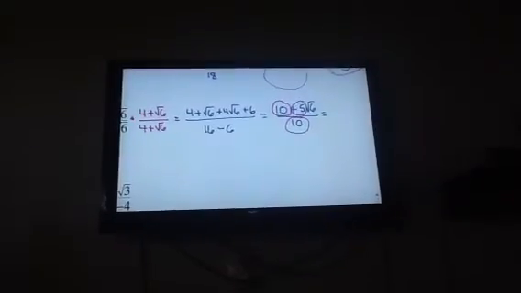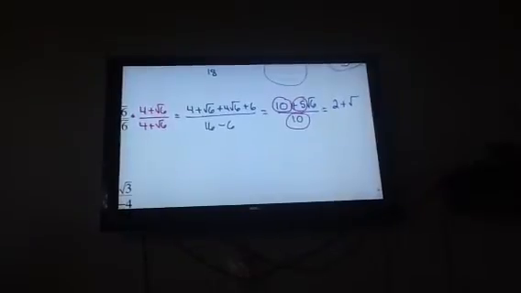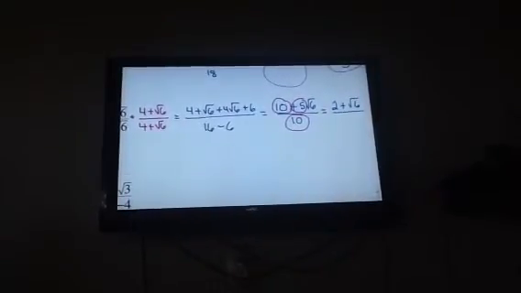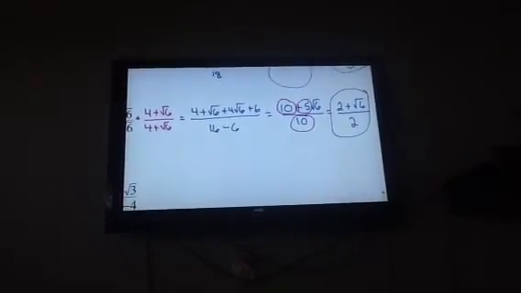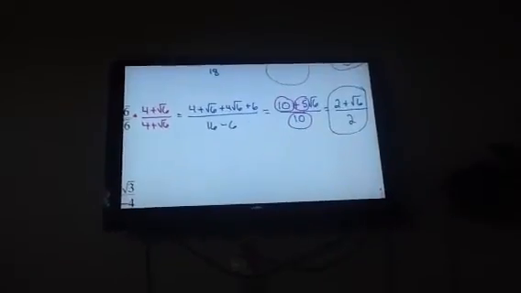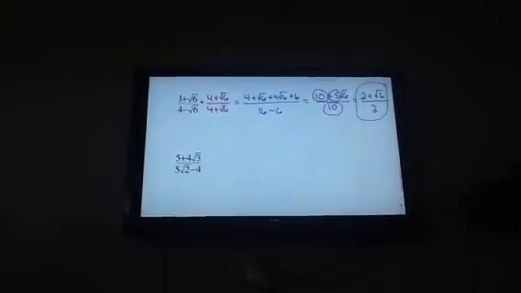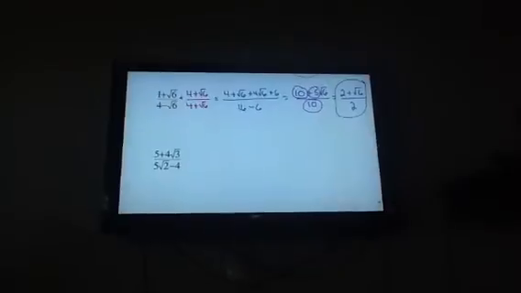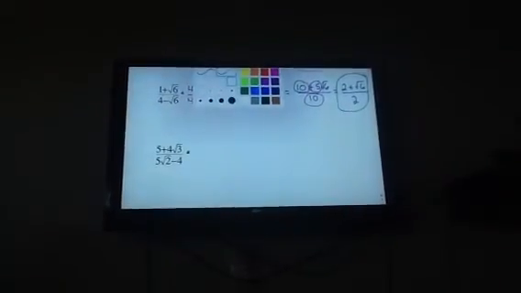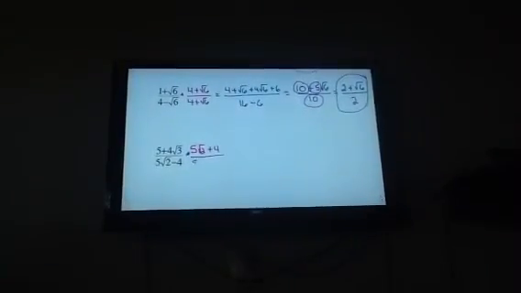So 5 goes into 10 twice, so 2. 5 goes into 5 once, so I just have 1 square root 6, or just square root 6. And 5 goes into 10 twice for my final answer. And then my last one. My conjugate from the denominator, 5 square root 2 plus 4. Change the sign or it doesn't work.